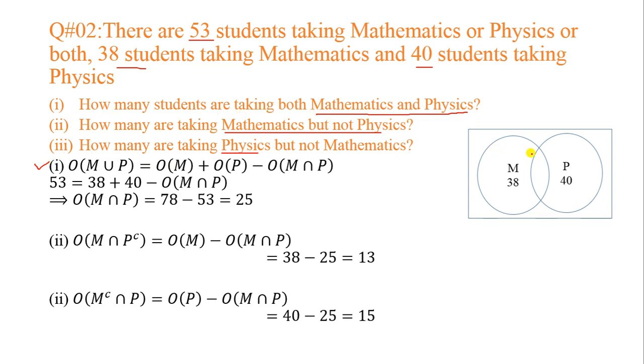and physics. We know that there are just 38 students taking maths, and 40 students taking physics. So we want to find the number of students who are taking both maths and physics. Means we want to find the intersection of M and P, where set M denotes the set of students taking maths and P denotes the set of students taking physics.